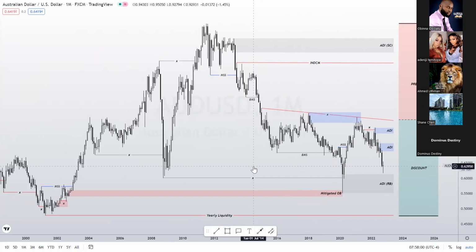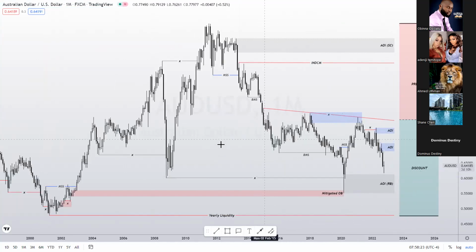We can't really tell exactly what's going to happen, but from the monthly, it's the tendency that long term we could sweep out this yearly liquidity. You understand? Maybe before that happens, we could trade up, take out this liquidity here, that will engineer the whole movement down to sweep out this yearly liquidity. Yeah, so that's what I just have for the monthly.